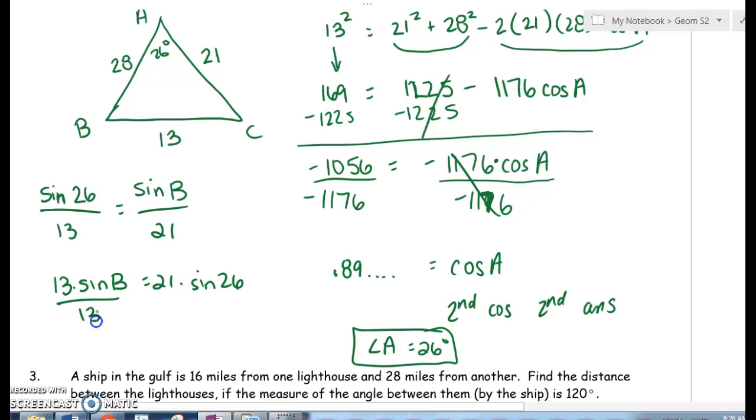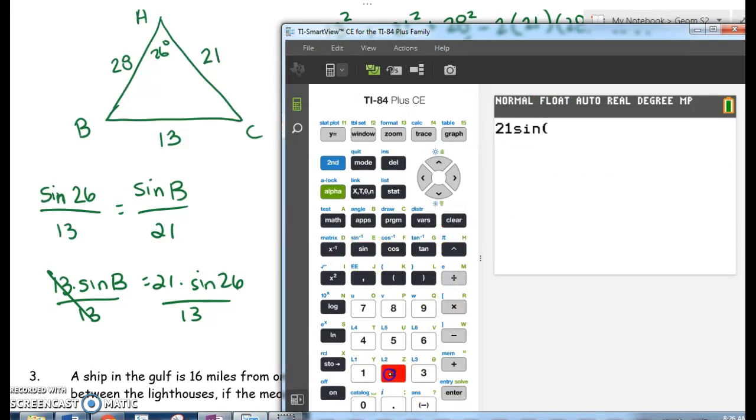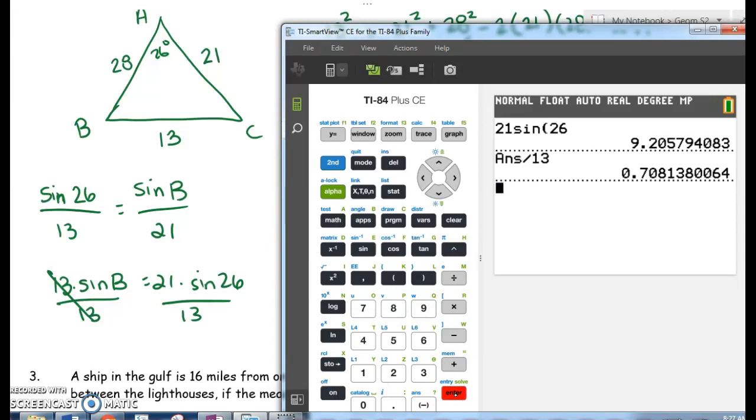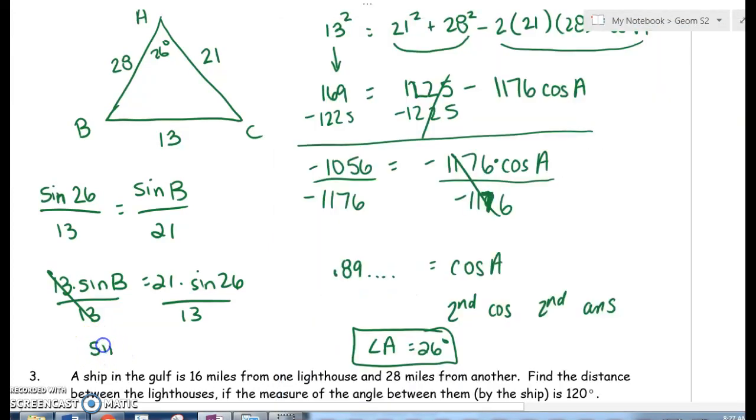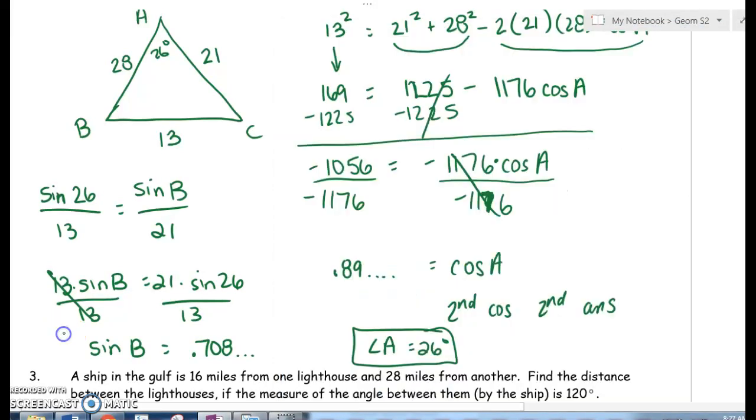We have to get rid of the 13, so we divide. So on our calculator, we're going to type in the numerator, 21 sine 26, hit enter, and then divide by 13. Hit enter. You get this 0.708 number. So sine of B equals this 0.708 number. And then you have to get rid of the sine, so we're going to do the inverse. Second sine, second answer. And you'll get your angle of 45 degrees. So angle B is 45 degrees.